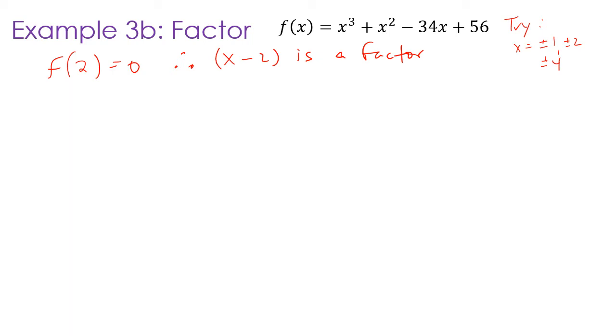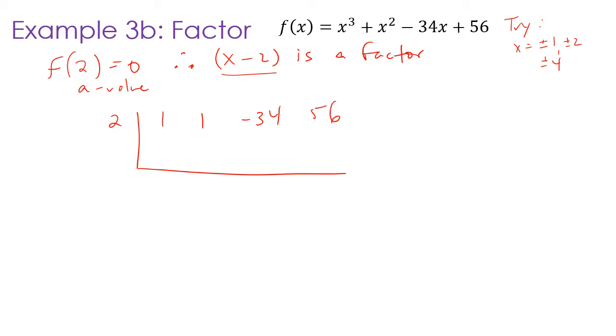Once you're there, you could do synthetic division. So we already know that this factors evenly into our function f of x. This is your a value. So you could do synthetic with 2, then write your coefficients, 1, 1, negative 34, and 56. Bring that down, 1 times 2, 2. We're adding, 2 times 3 is 6. We're adding, 2 times negative 28, negative 56, we get 0.